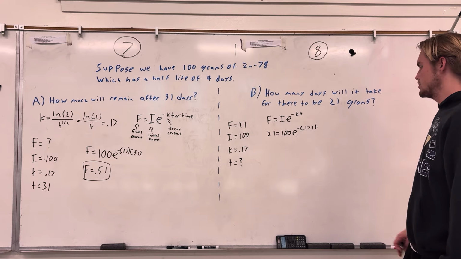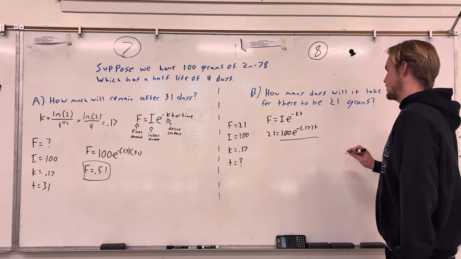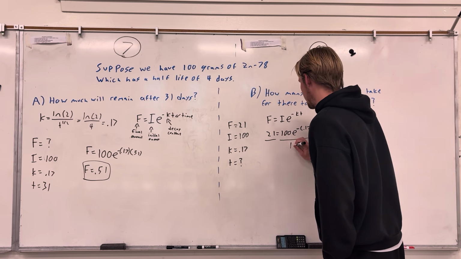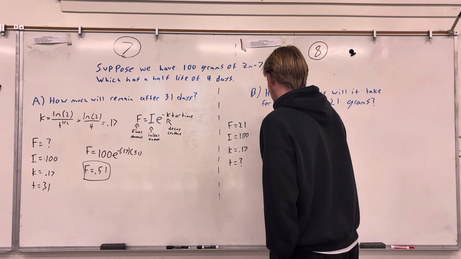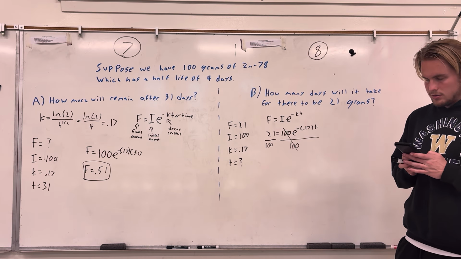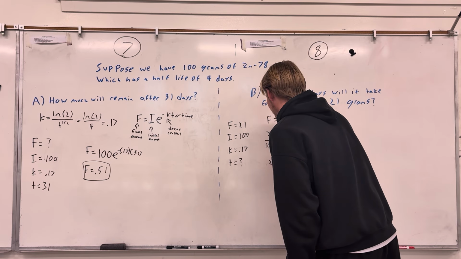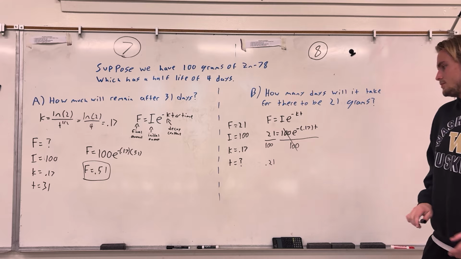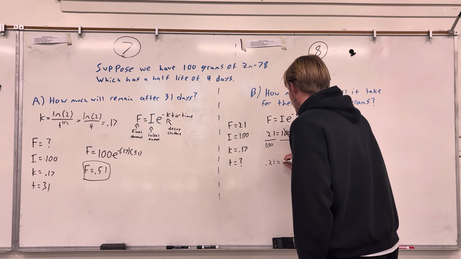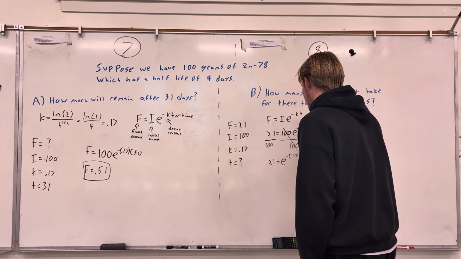All right, so now our first step with all these is we got to divide both sides by whatever is in front of the E. So in front of the E we have 100, we want to get rid of that. So we divide both sides by 100. These cancel out. 21 divided by 100, oh, I'm an idiot. 0.21. So we get 0.21 equals e to the power of negative 0.17 times t.